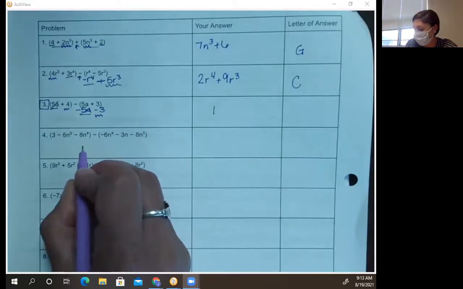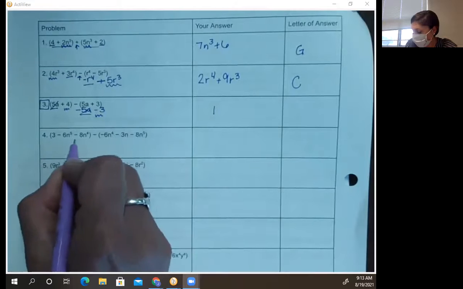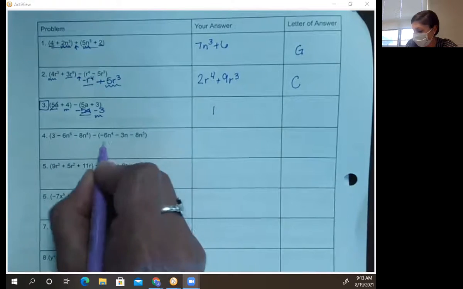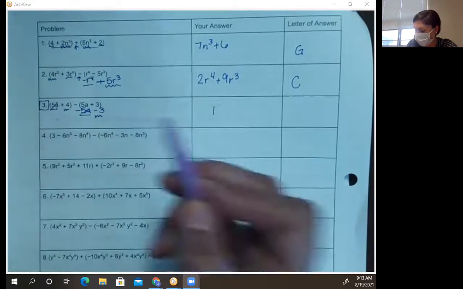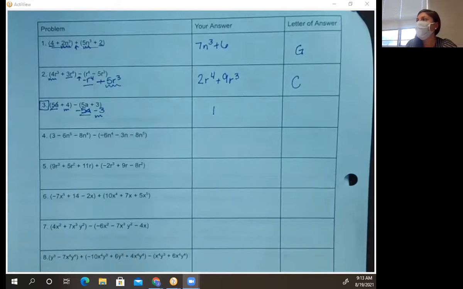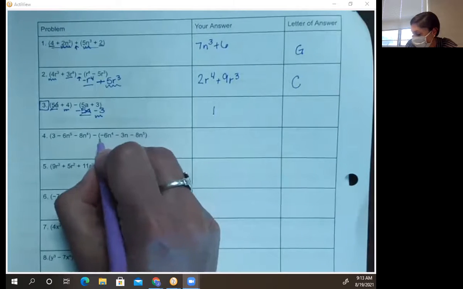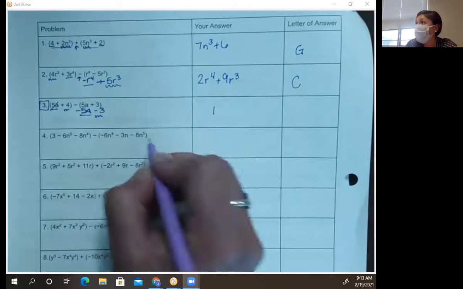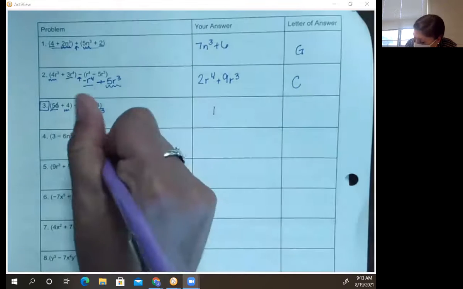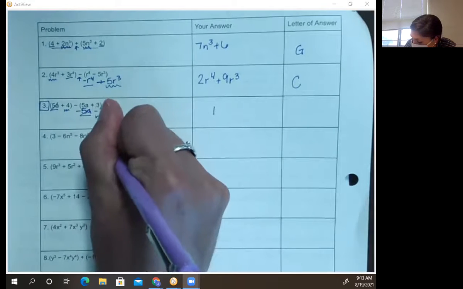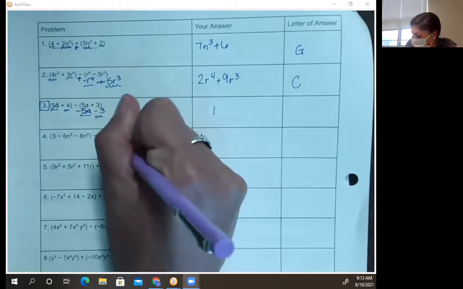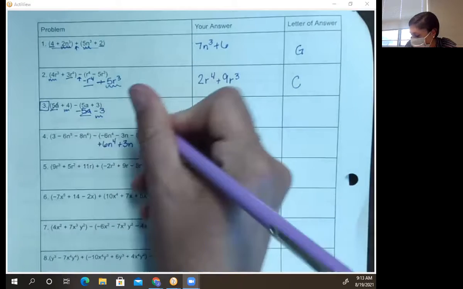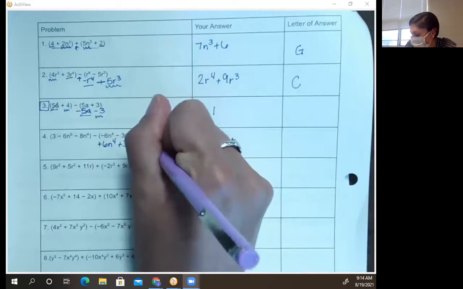Number 4, we're subtracting again. This time our polynomials are a little bit longer. We've got 3 terms here instead of the 2 terms that we worked with for those first 2 problems. But I treat this exactly the same way. I'm just looking at combining like terms. Since we've got subtraction, again, I'm going to rewrite that polynomial that I'm subtracting with the signs changed. So this would be plus 6n to the 4th plus 3n plus 8n to the 5th.